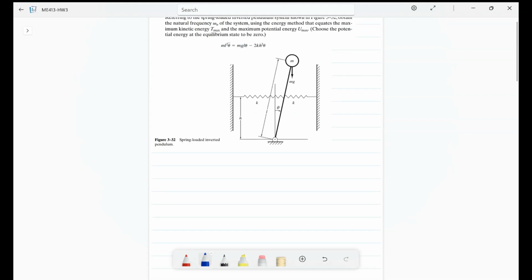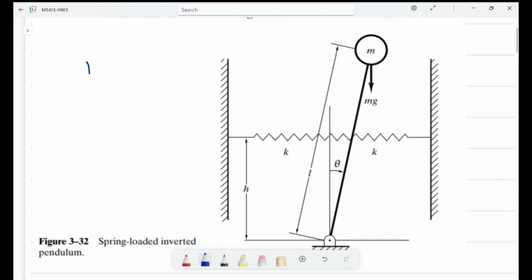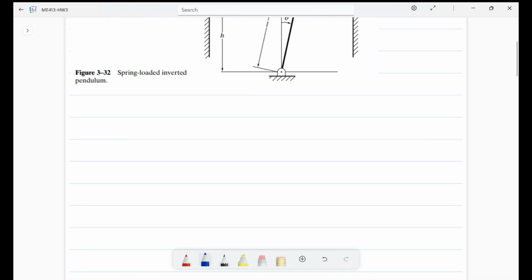Now, I will not actually use U max equal T max, or the maximum kinetic energy equal the maximum potential energy. I will use the normal method, which says that the derivative of the energy with respect to time equals zero. So first we need to identify what is the kinetic energy and what is the potential energy, right?